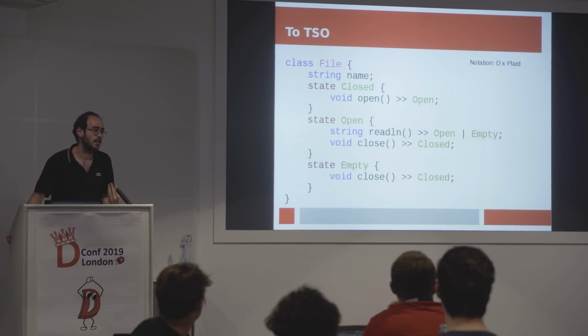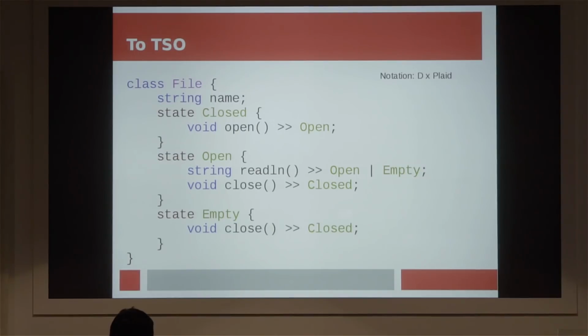So, what these authors propose is statically checked states. For example, you have a file class with various states. A file can be closed, which can be opened, an open file can be read, etc.